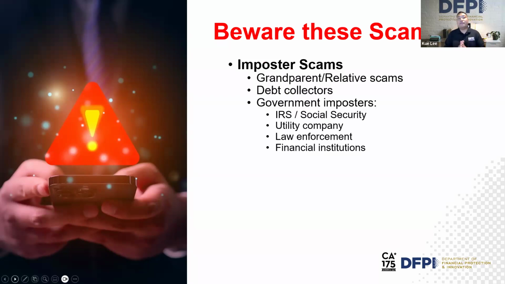So imposter scams, by far the largest category of scams out there. Scammers are definitely using artificial intelligence to enhance their imposter scams. And I'm going to talk about some examples.